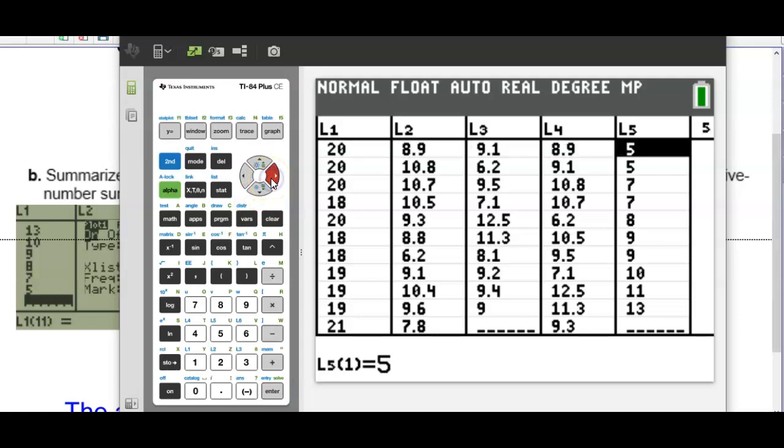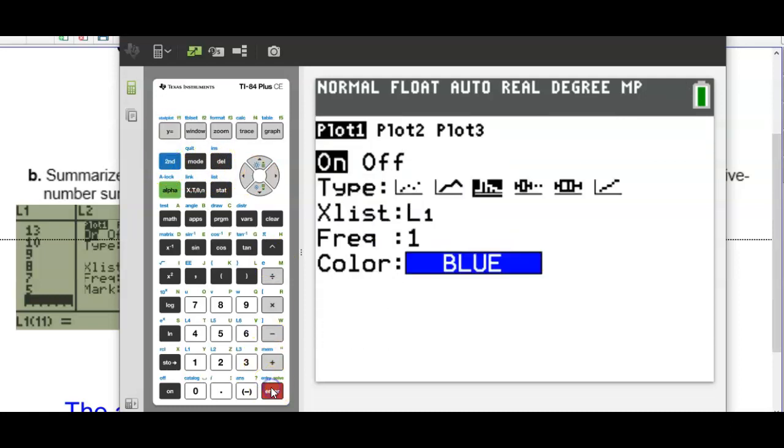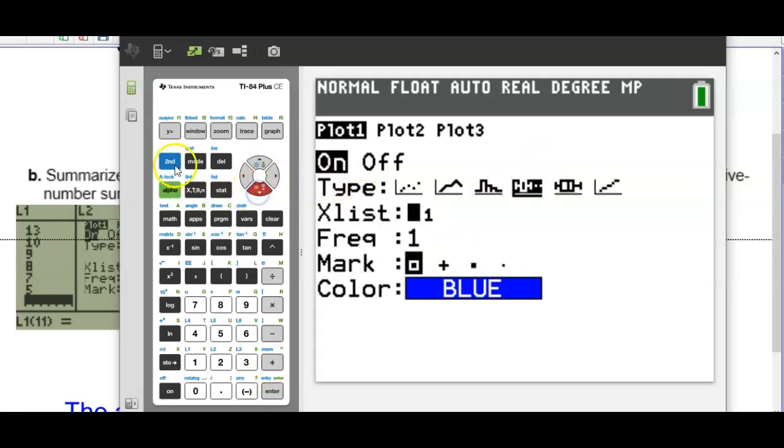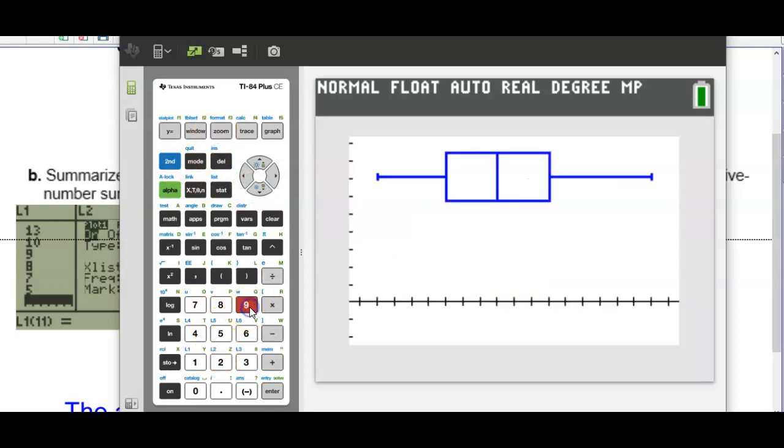I think they're over here in list 5. Does that look like our shoe boxes? So if I turn this on, I would want to go back and put this fourth choice over, which is our box and whisker plot that will show any outliers. And mine is in list 5, and then I'd want to do a zoom 9.